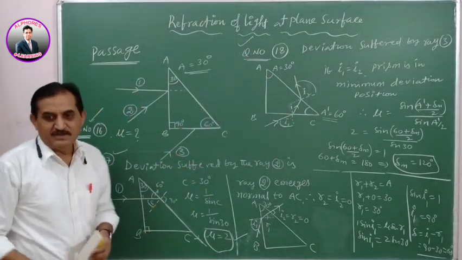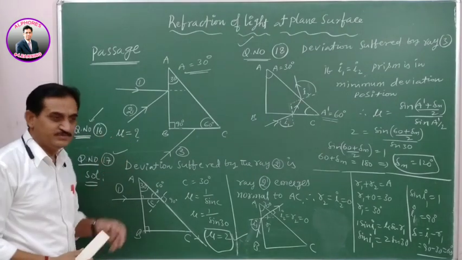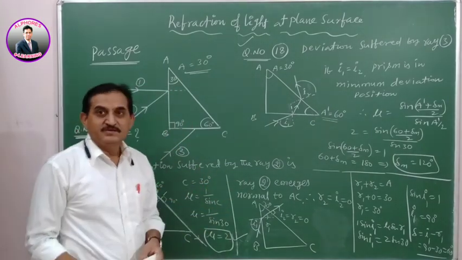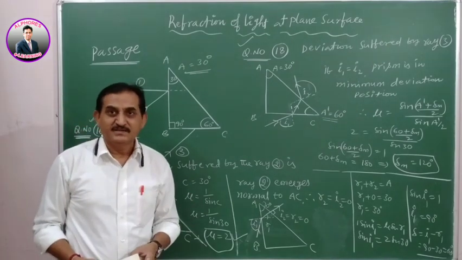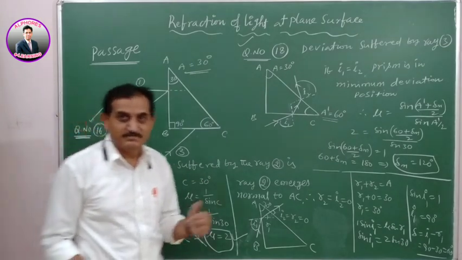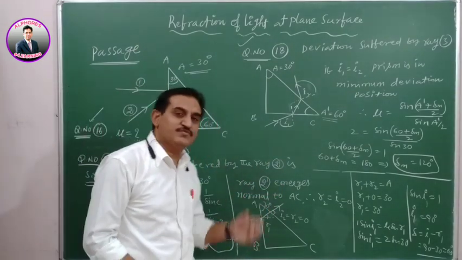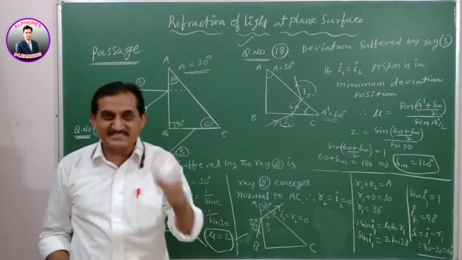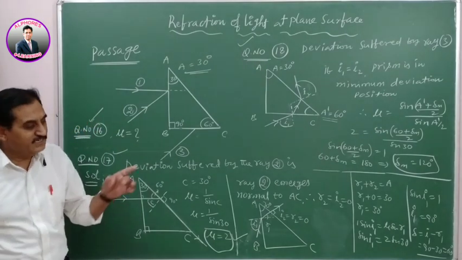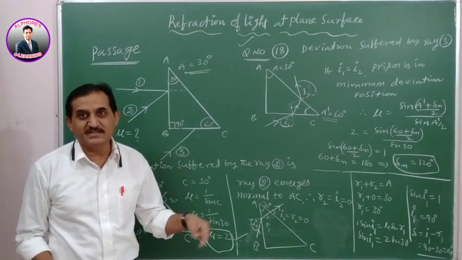So overall, 3 questions related to this passage. Question number 1, what is the value of mu? Question number 2, what is the deviation suffered by ray 2? And the third one, what is the minimum deviation suffered by ray 3? Minimum deviation was not asked, but we have to decide that it is minimum deviation. Why? Because only one condition is given, that angle of emergence and angle of incidence are both equal. Based on this condition, we should decide ourselves that it is minimum deviation. So the condition of minimum deviation was not mentioned in the problem. We should pick that up based on the given data.